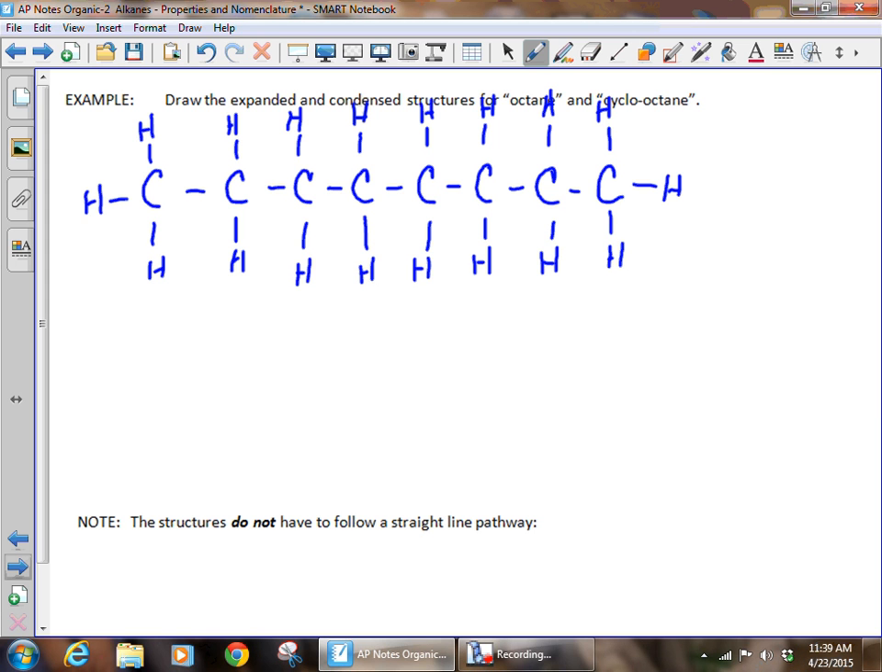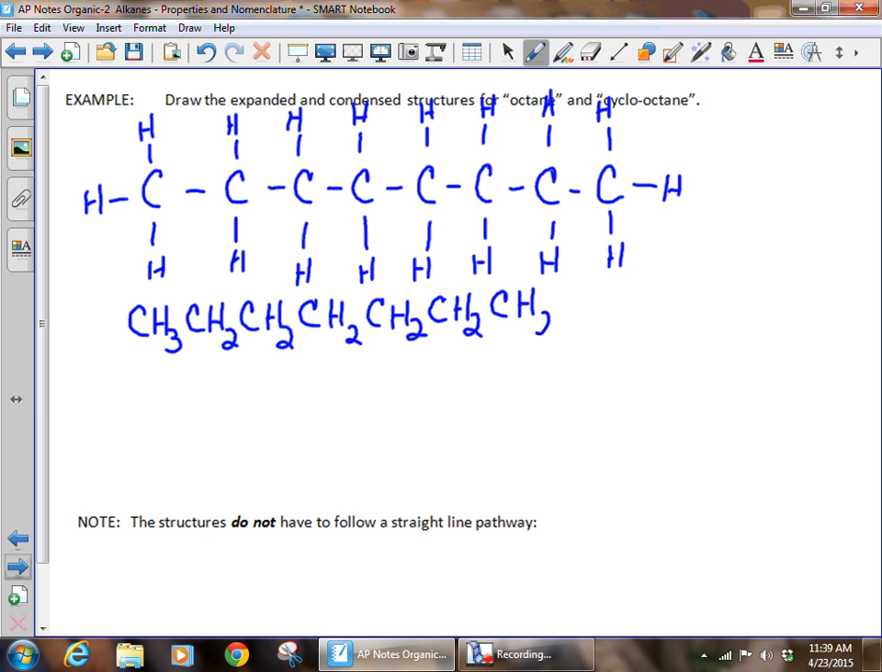Writing it as a condensed structure is a lot quicker. We're simply going to write each carbon with its own hydrogens immediately after it. So this is going to be CH3 for the first carbon, and from that point on, you can put dashes in between, or you can simply write it next to each other. Again, the dashes in between are optional. So there's 4, 5, 6, 7, and then our 8th carbon on the end is going to be CH3 because it has 3 hydrogens. So there's our condensed structure.